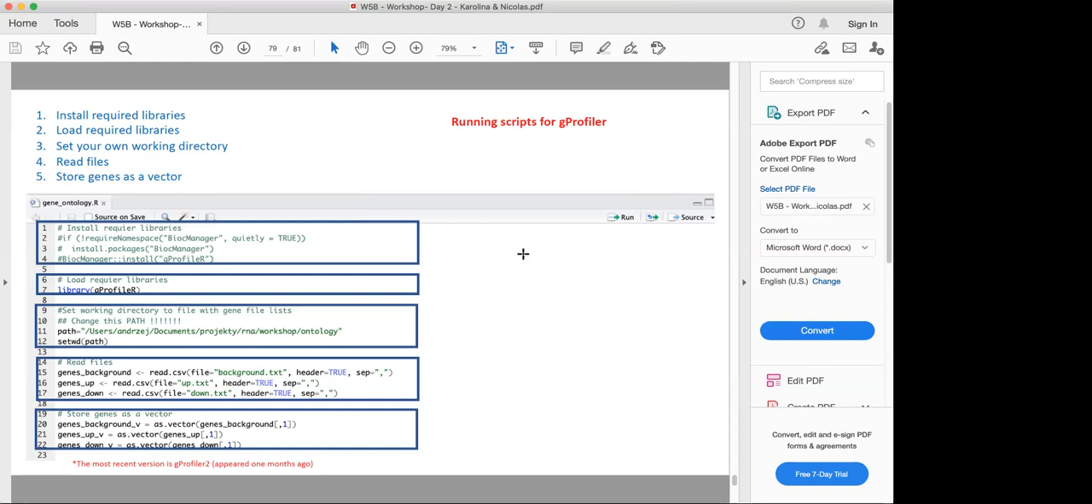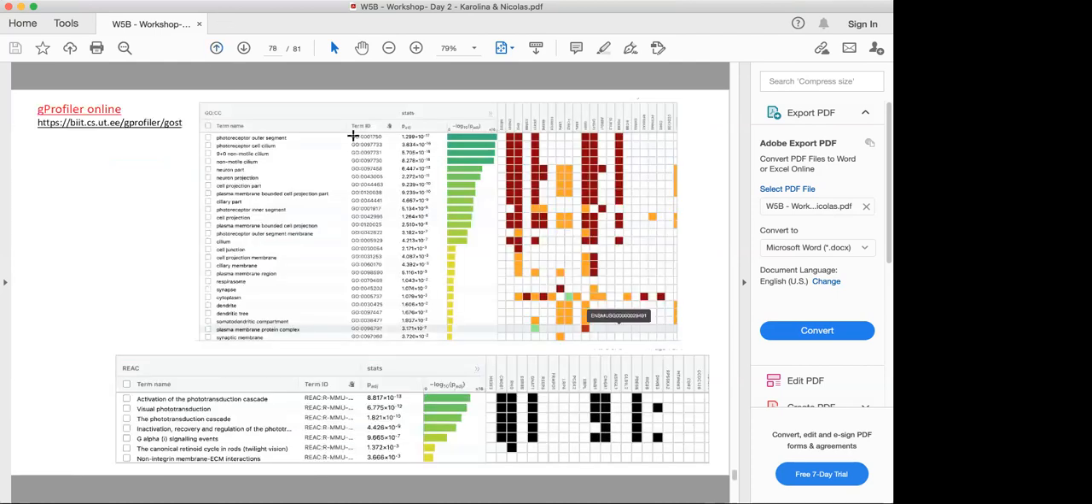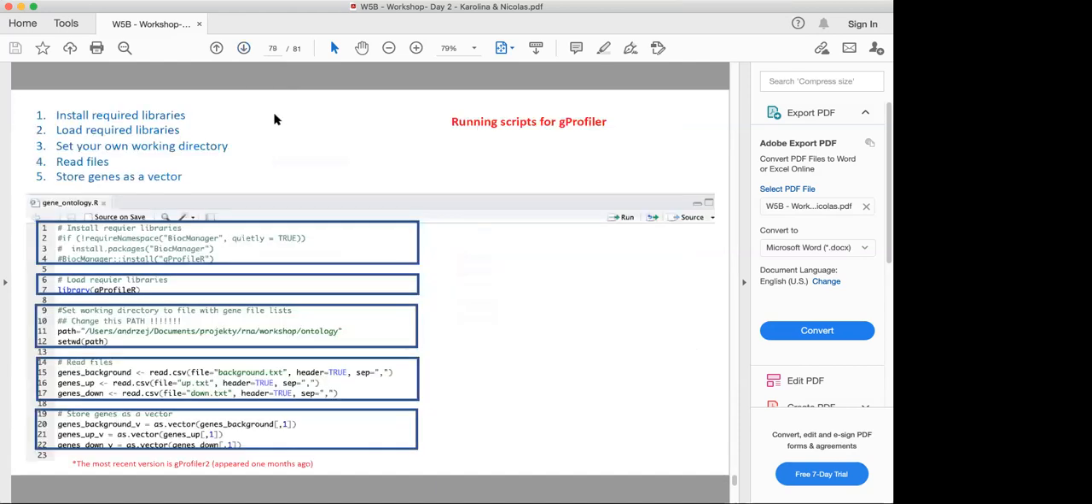Now it does. I didn't update my scripts to include the visualization, because if I use the gprofiler, then I would go for the online version, because it gives you p-adjusted, log fold change, and those graphs with genes so nicely included there. I would go rather for the online version.